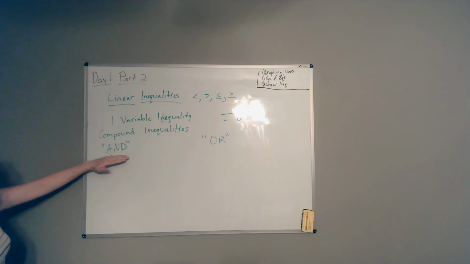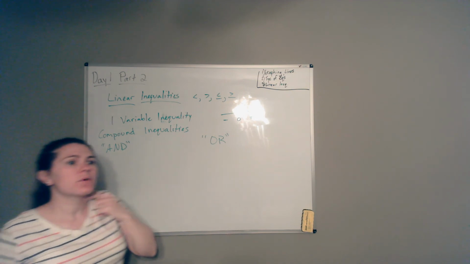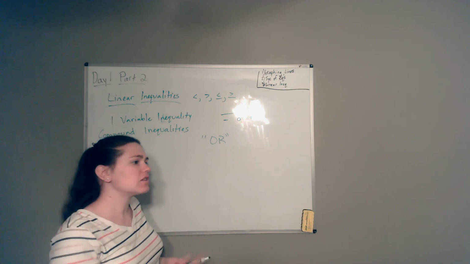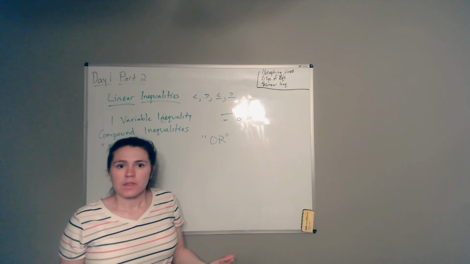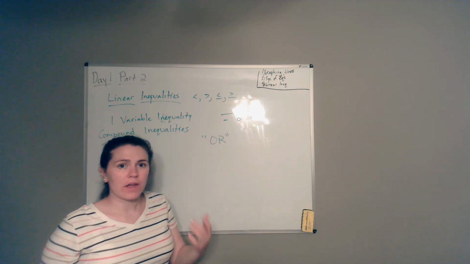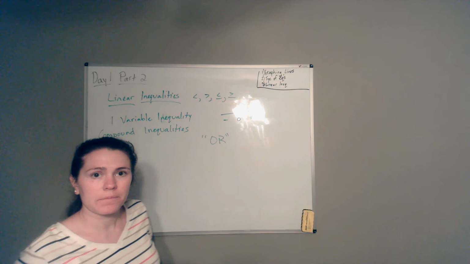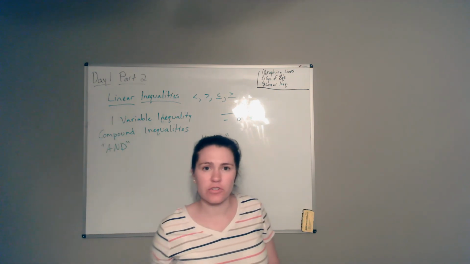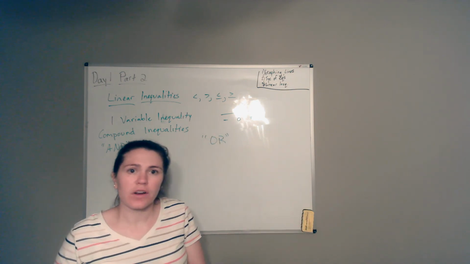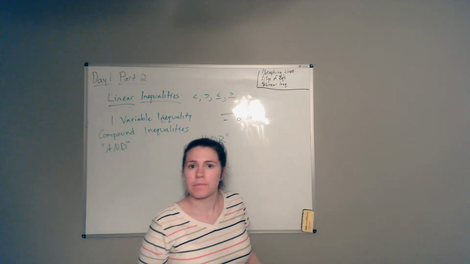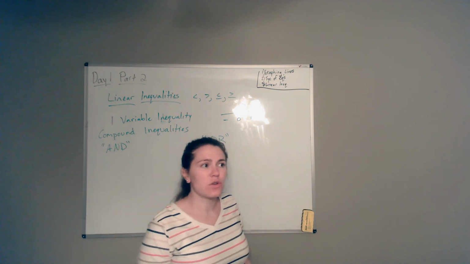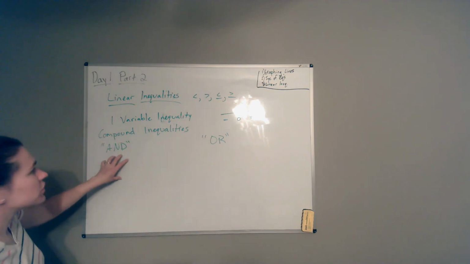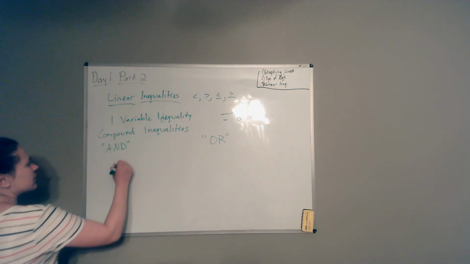So, for an "and," if I said you have to be wearing a red shirt and 18 years old to get into the movie theater, if you were not both of those, wearing a red shirt and 18, you wouldn't be allowed in. Now, if I said you have to be wearing a red shirt or 18 years old, if you were 18 and wearing a blue shirt, you would still be allowed in. If you were wearing a red shirt and you were 10, you'd be allowed in.